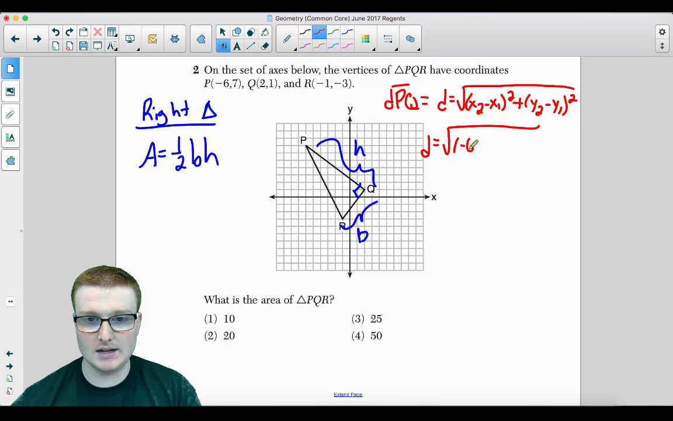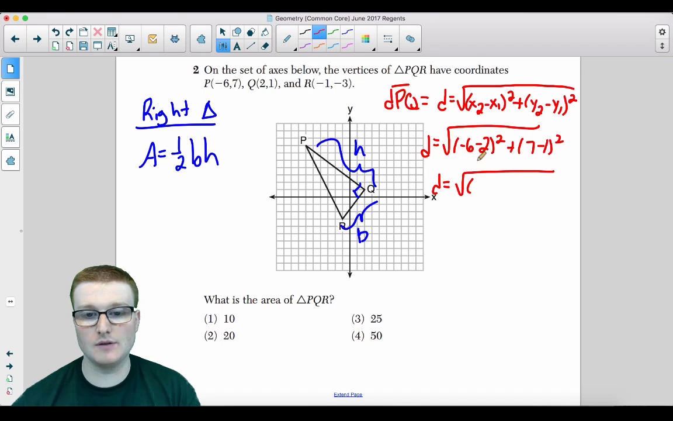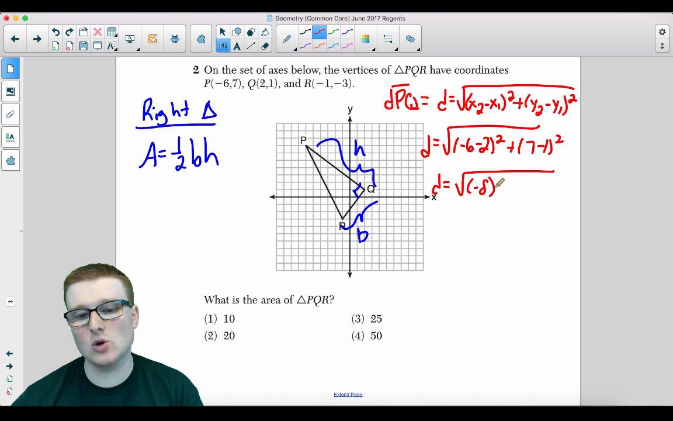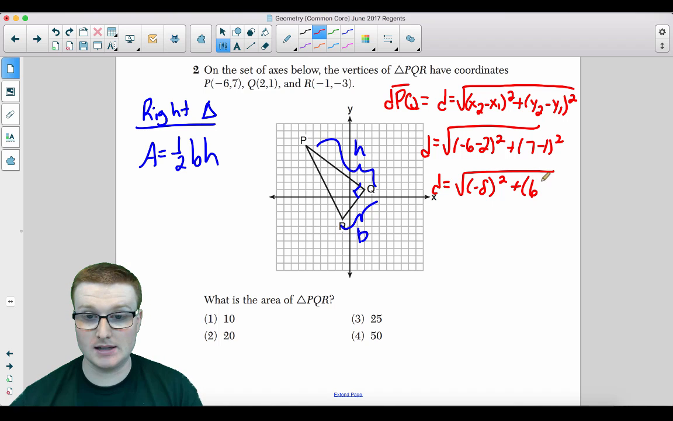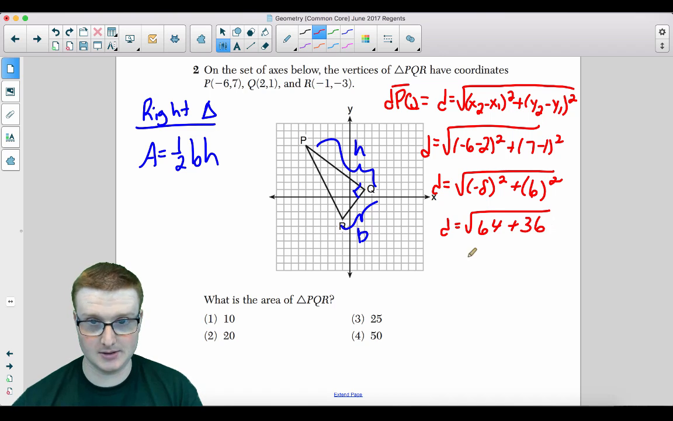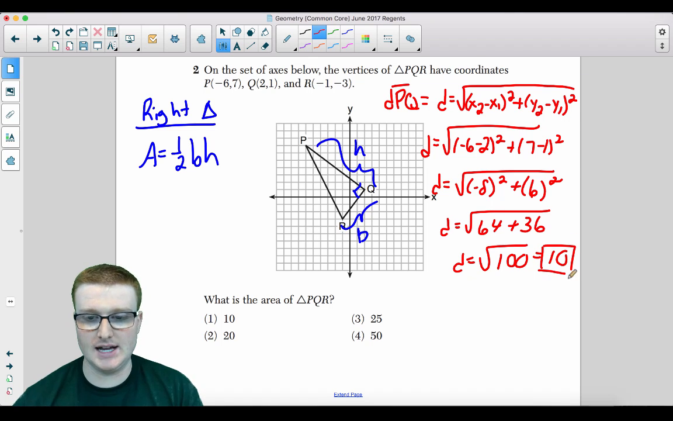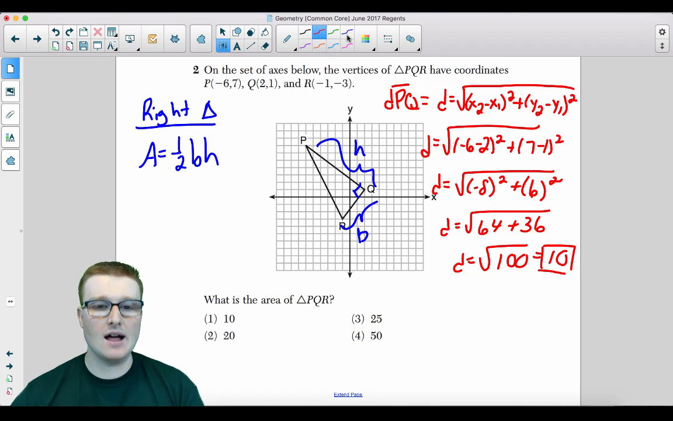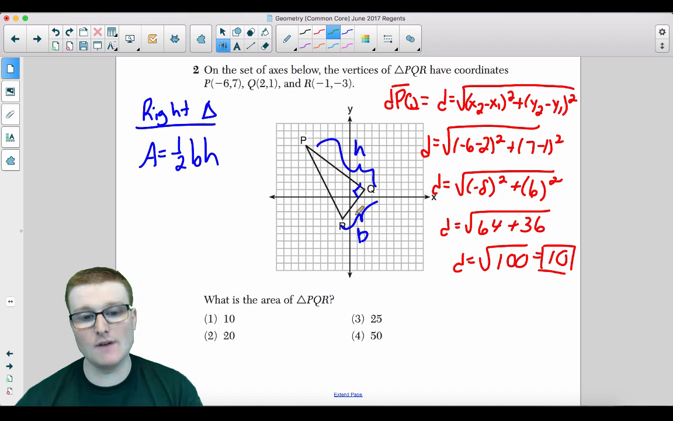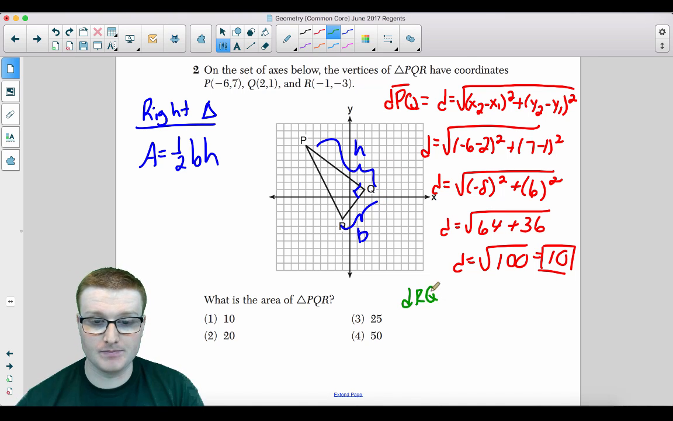So we get negative 6 minus 2 quantity squared plus 7 minus 1 quantity squared. D is equal to the square root of negative 6 minus 2, which is negative 8 quantity squared, plus 7 minus 1, which is 6 quantity squared. Negative 8 squared is 64. 6 squared is 36. D is equal to the square root of 100, which is equal to the number 10. Okay, so now let's find the distance of RQ.